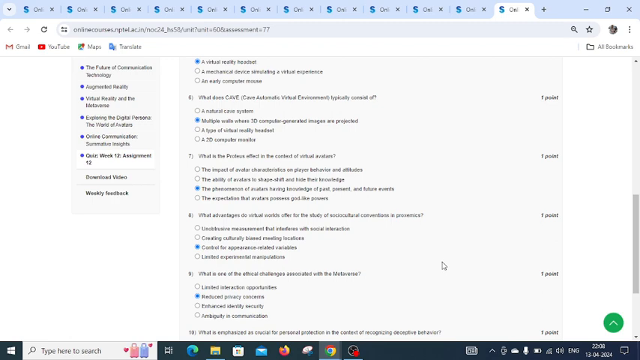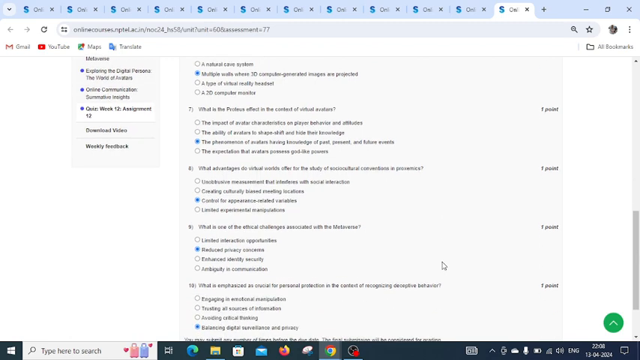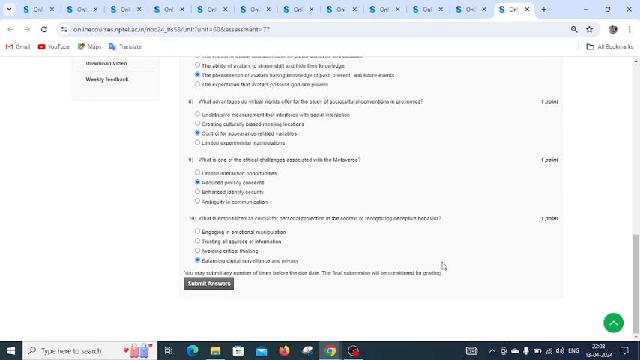What is one of the ethical challenges associated with the metaverse? Reduced privacy concern. What is emphasized as crucial for personal protection in the context of recognizing dissipating behavior? Balancing digital surveillance and privacy is the right answer for question number 10, week 12.